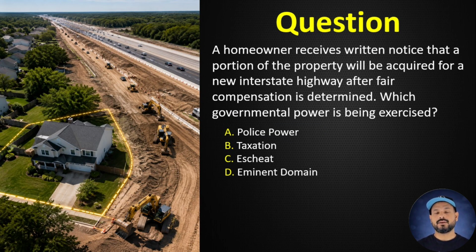Question number 5. A homeowner receives written notice that a portion of the property will be acquired for a new interstate highway after fair compensation is determined. Which governmental power is being exercised? A. Police power. B. Taxation. C. Escheat. D. Eminent domain. Correct answer D. Eminent domain. Eminent domain allows government acquisition of private property for public use with just compensation.